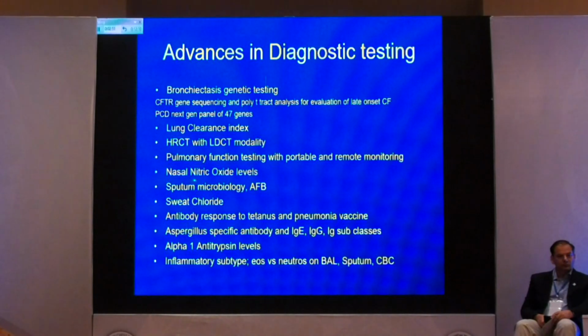Nasal nitric oxide. Many of the pulmonary colleagues are not familiar with that, but it is a very important tool for bronchiectasis. Again, this helps with PCD. So the two big diseases that can be screened for would be PCD and CF. A very low level, less than 200, of nasal nitric oxide is going to be very helpful in ruling out PCD. It is something that we are using in the adult clinic. CF also has a low level, but it is higher than PCD.